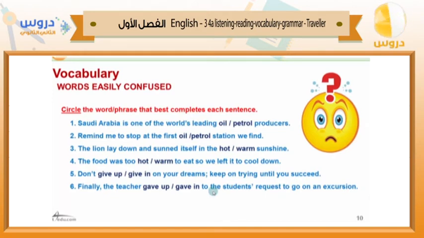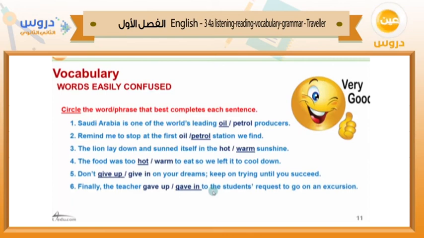And for 5, don't give up on your dreams. Don't surrender on your dreams. Keep on trying until you succeed. And finally, the teacher gave in to the students' request to go on an excursion. And here are the answers.